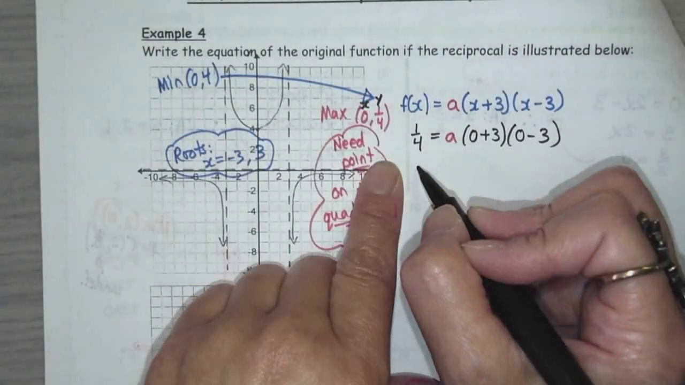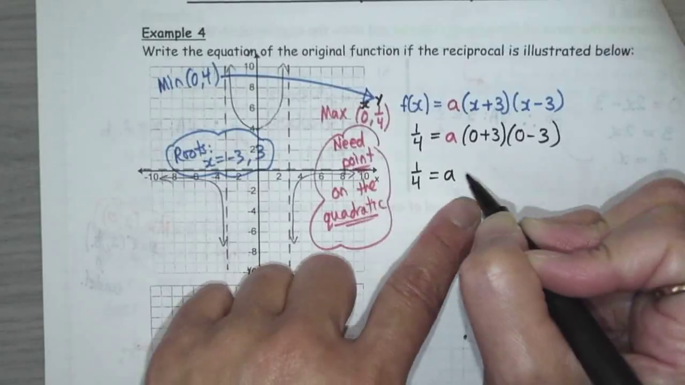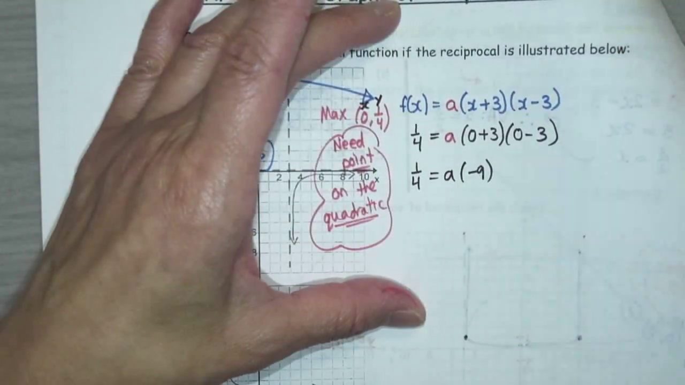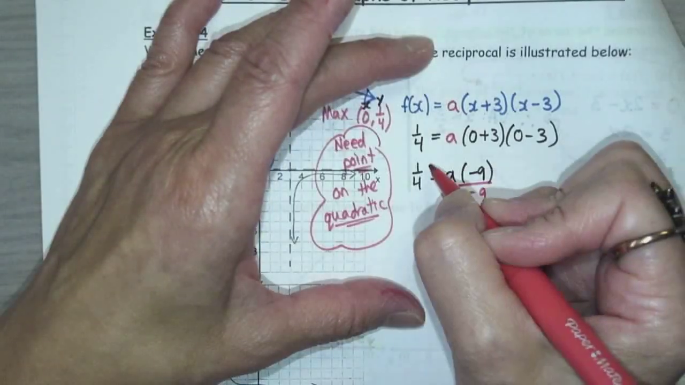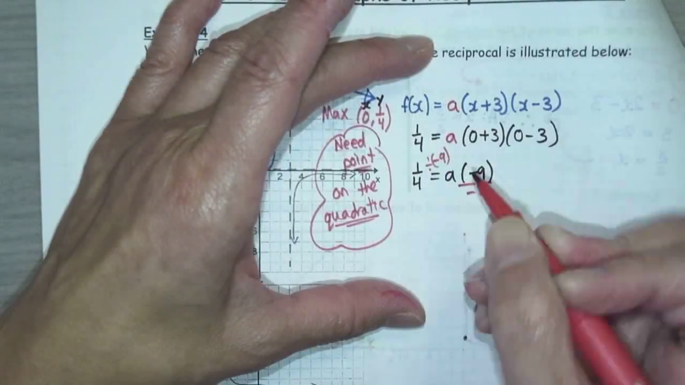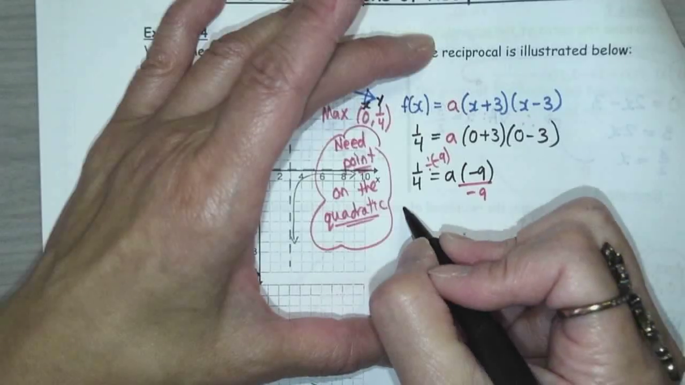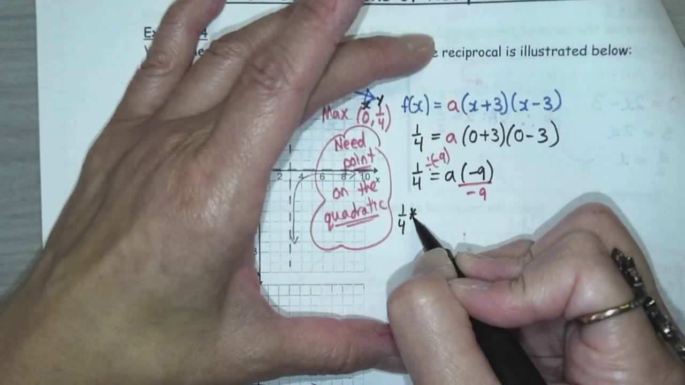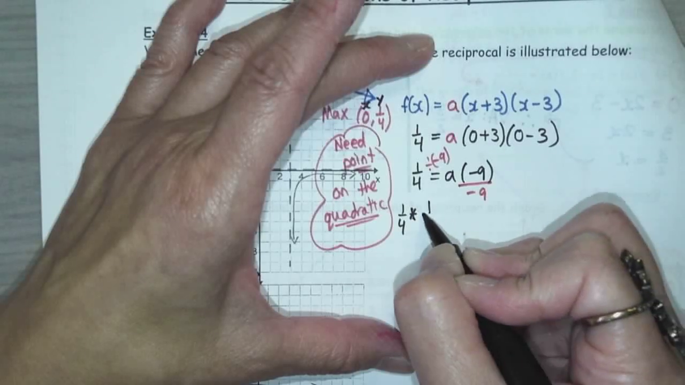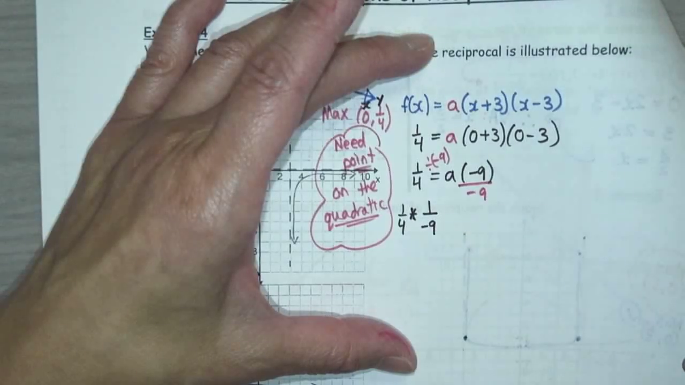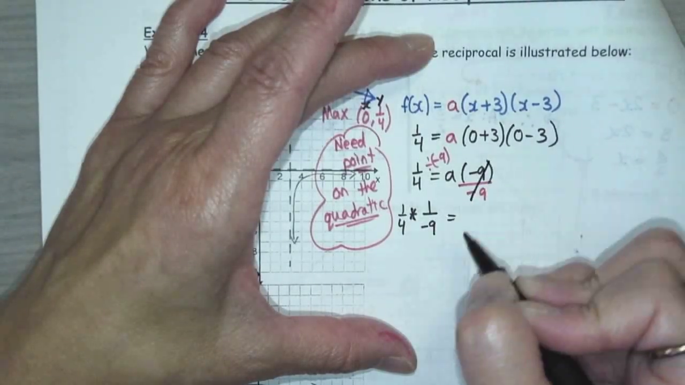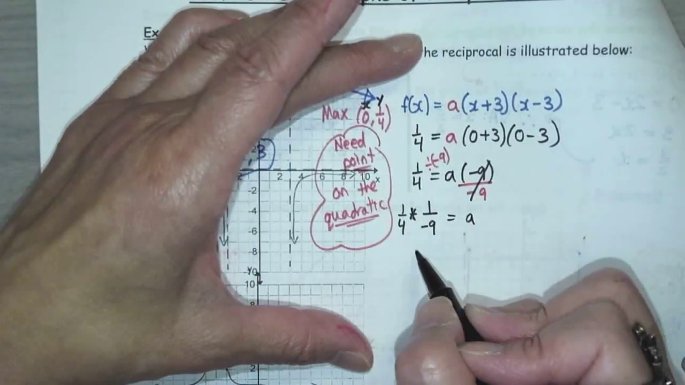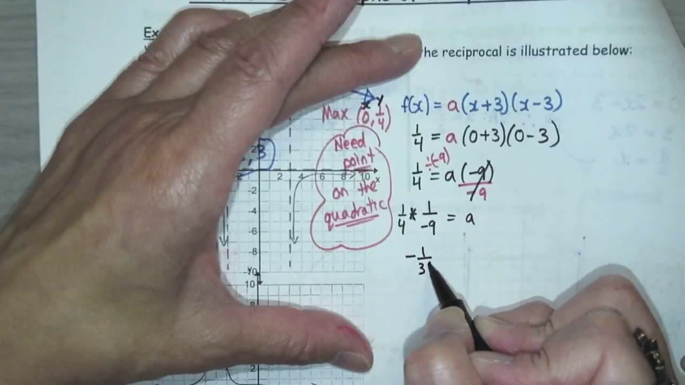Okay, and here we go. So this will be 1/4 equals a times 3 times -3, so -9a. Divide both sides by -9. So if you forget, 1/4 divided by -9 changes to multiplied by 1 over -9. Do you remember that, the reciprocal? Okay, so that cancels, so it's a. So division means multiplication by the reciprocal, so this becomes -1/36.